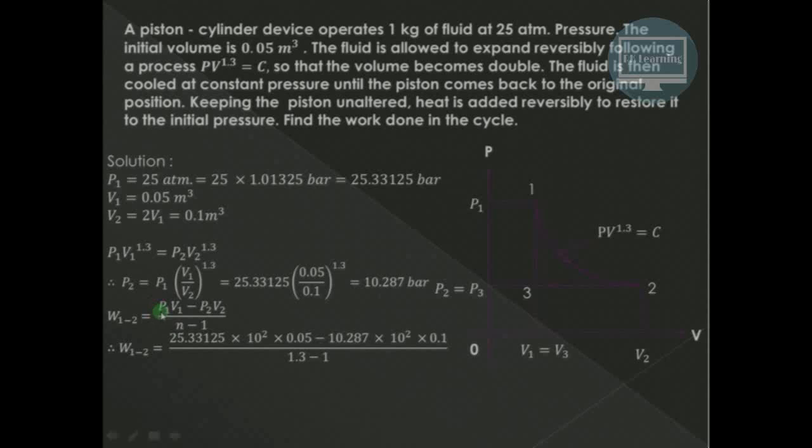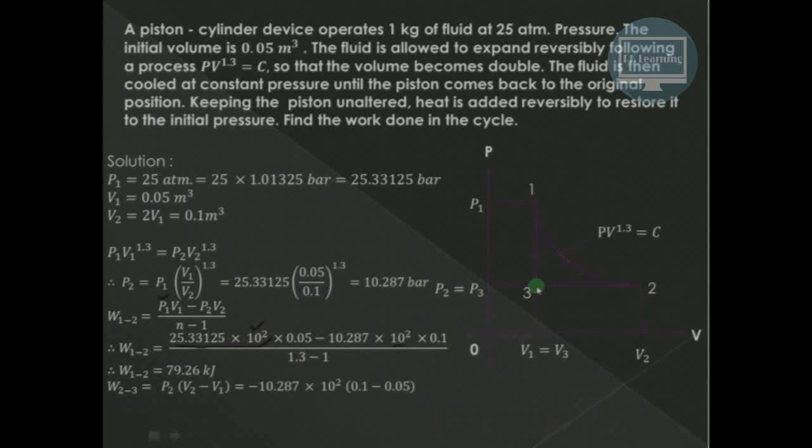So substituting all these values, you can see here this P1 we have converted from bar into kilopascal by multiplying it by this factor, that is 10 raised to 2. V1 as it is. This P2 also we have converted into kilopascal by multiplying this bar value by 10 raised to 2, and this volume V2 as it is. N is 1.3. So we'll get the work done during this particular process as 79.26 kilojoule. Now as it is an expansion process, this work will be positive.